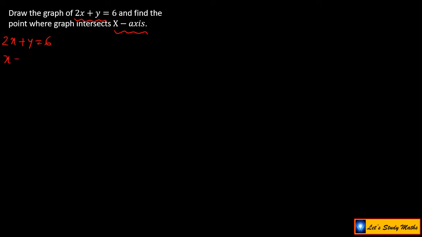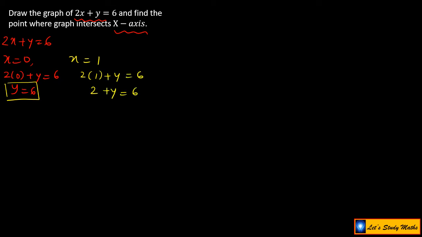Now I'm considering x equal to 0. Then 2 into 0 plus y is equal to 6, so y is equal to 6. Here we got the first solution. Then I'll consider x equal to 1. So 2 into 1 plus y is equal to 6, so 2 plus y is equal to 6, then y is equal to 6 minus 2, then y is equal to 4. This is the second solution.